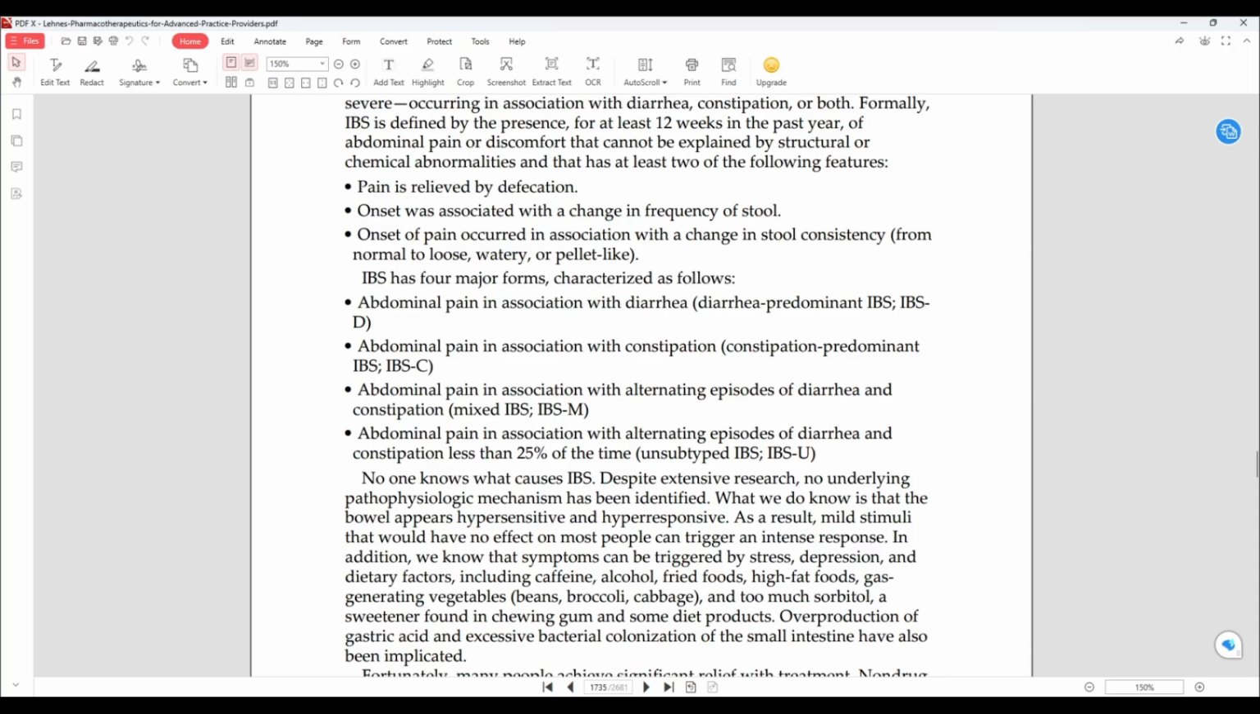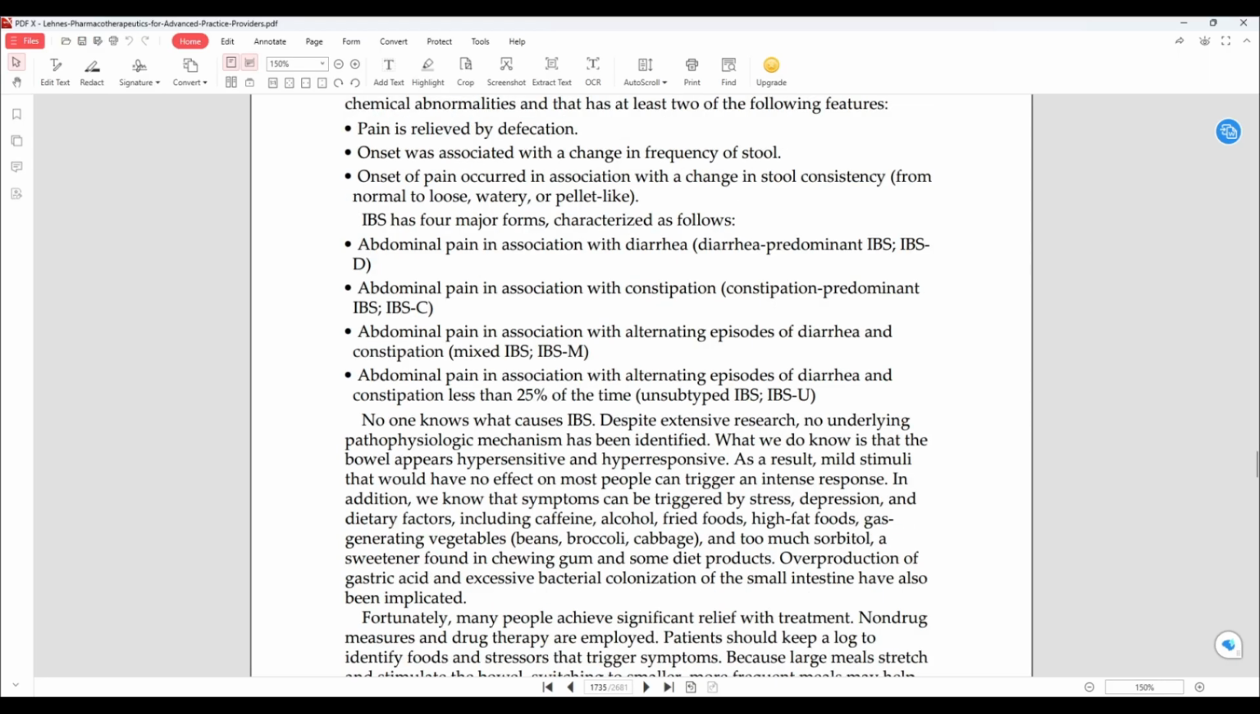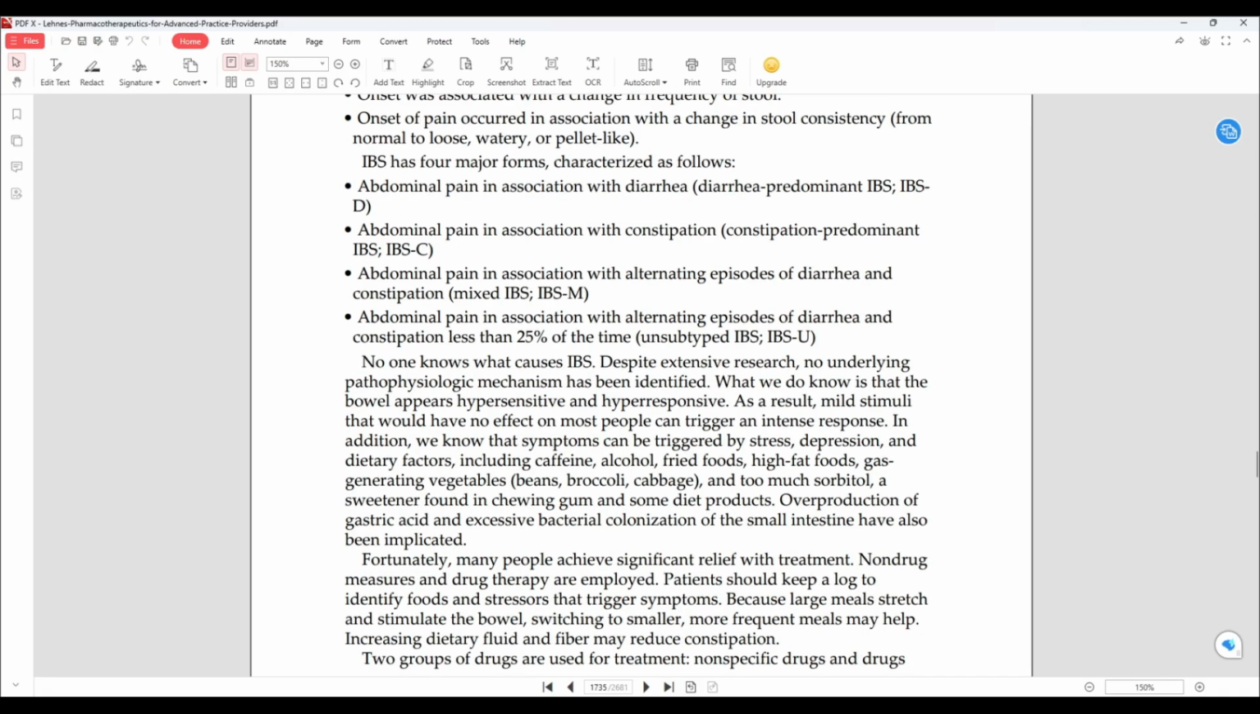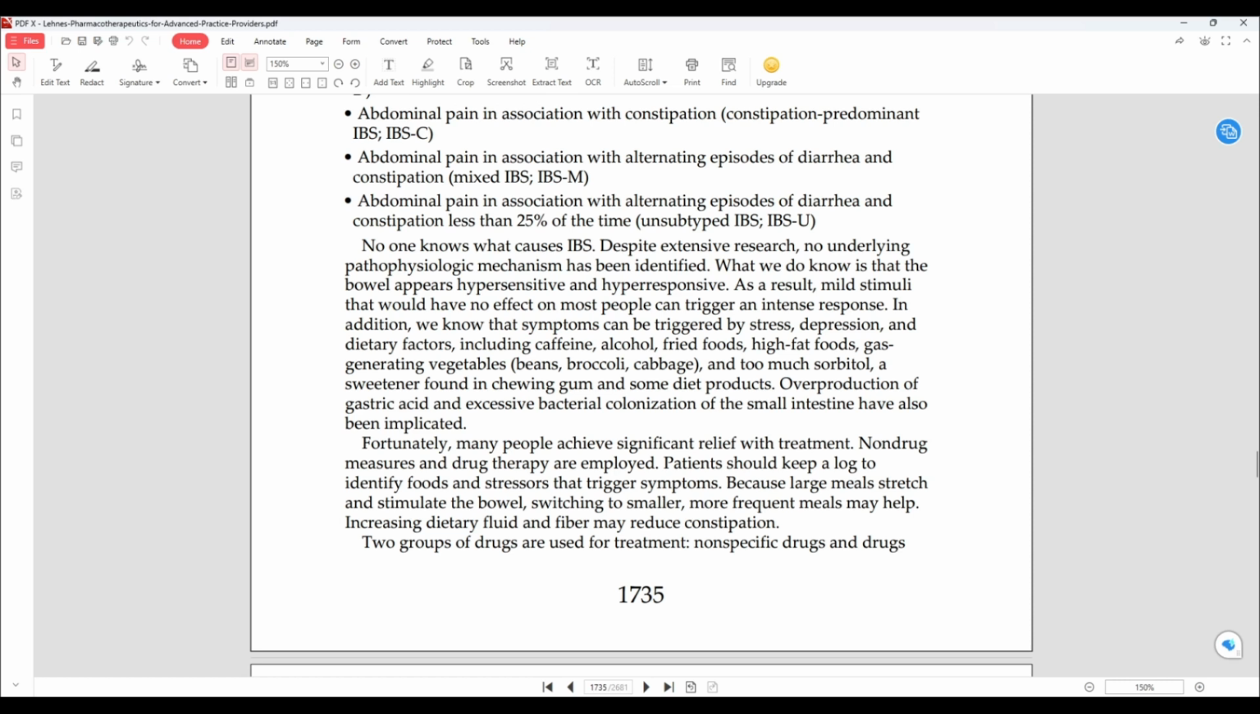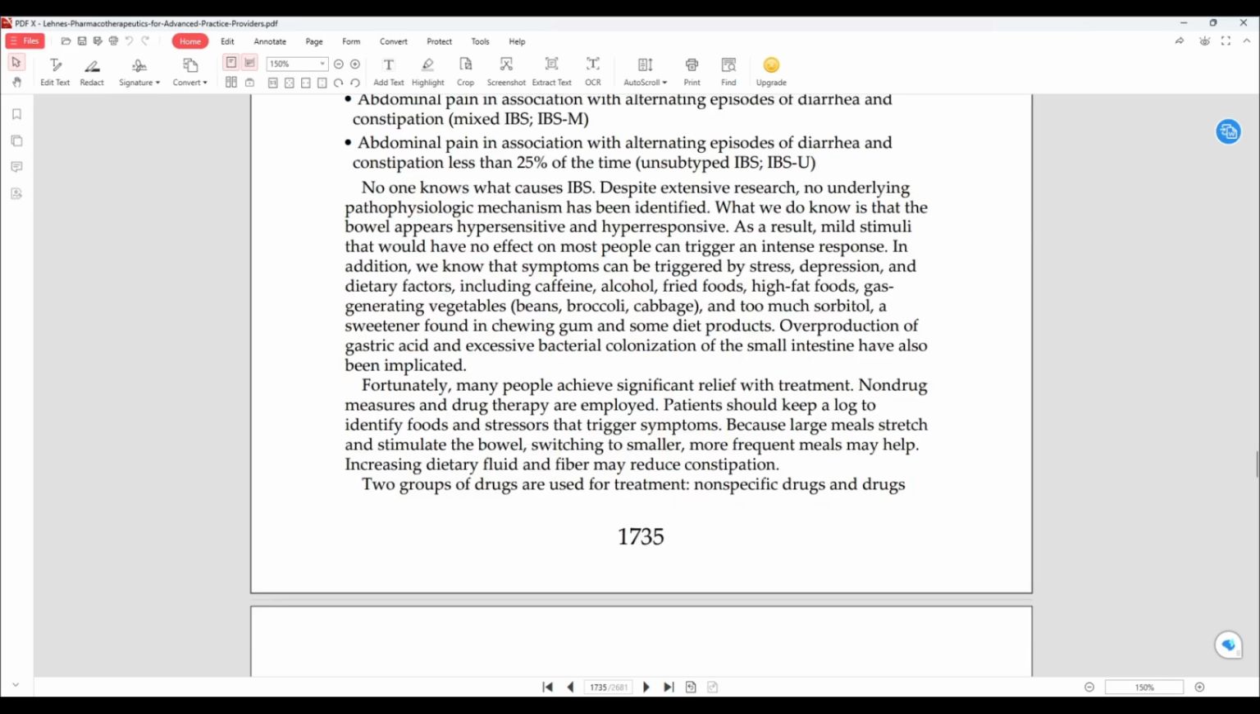IBS has four major forms, and they are characterized as follows: abdominal pain in association with diarrhea, abdominal pain in association with constipation, abdominal pain in association with alternating episodes of diarrhea and constipation, and the last one, abdominal pain in association with alternating episodes of diarrhea and constipation less than 25% of the time.